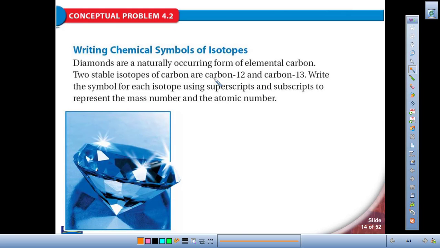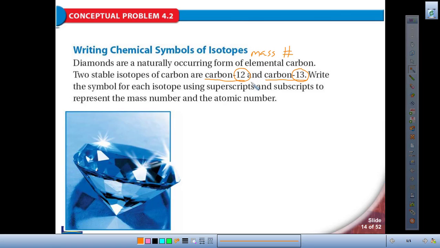Now here we see one other way to write mass number. Here I have 2 isotopes of carbon, 12 and 13. So this says diamonds are a naturally occurring form of carbon. Two stable isotopes are carbon 12 and carbon 13. They want us to write the symbol using superscripts and subscripts to represent the mass number and atomic number. So we have to remember that these both, those are the mass number.